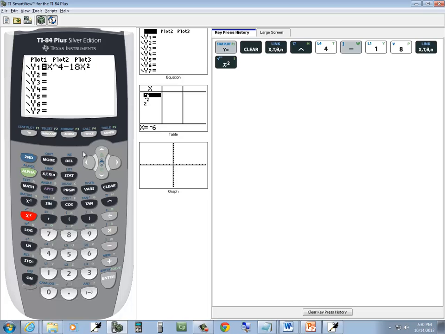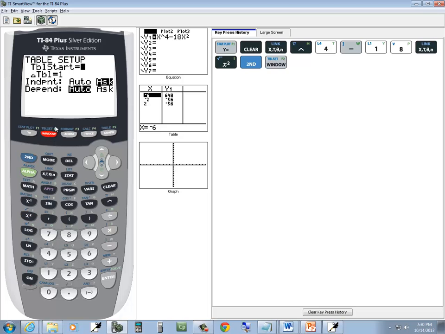Now you have to make sure you're set up right for your table. So you go into table setup, do second window, and see where it says independent. You want that to say ask. If it doesn't already say ask, down arrow to that line, right arrow, put your flashing cursor on the ask, and press enter one time.